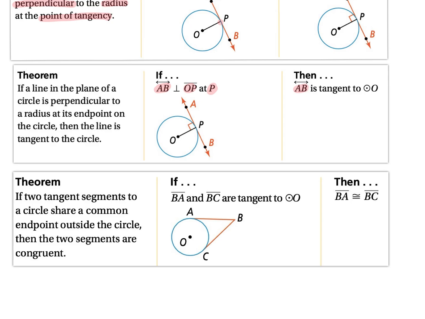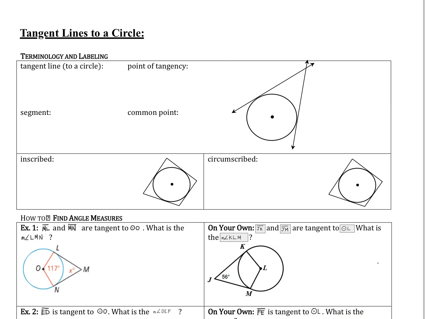If two tangent segments to a circle share a common endpoint outside the circle, then the two segments are congruent. Let's look at this one. If line segments BA and BC are tangent to circle O, then we can conclude that line segment BA is congruent to line segment BC. So simply said, these two are congruent.